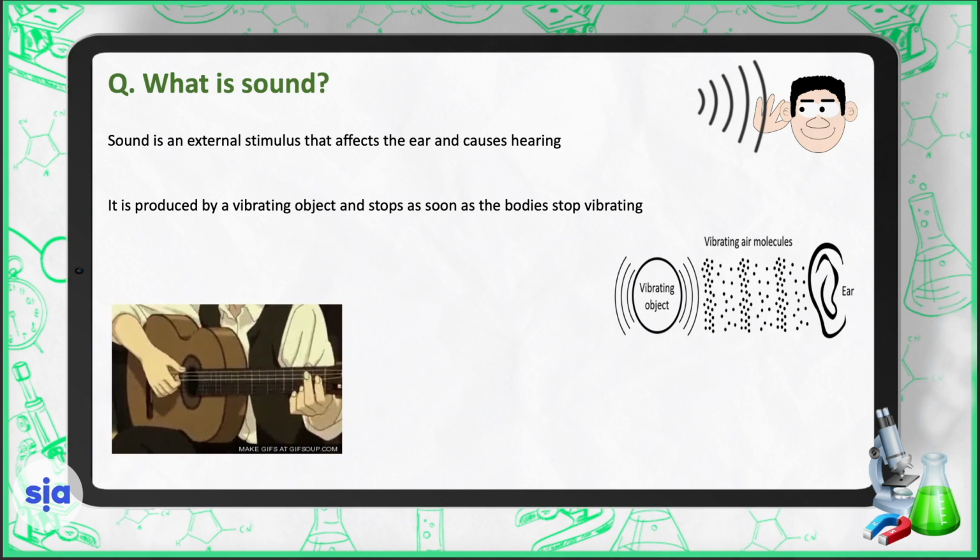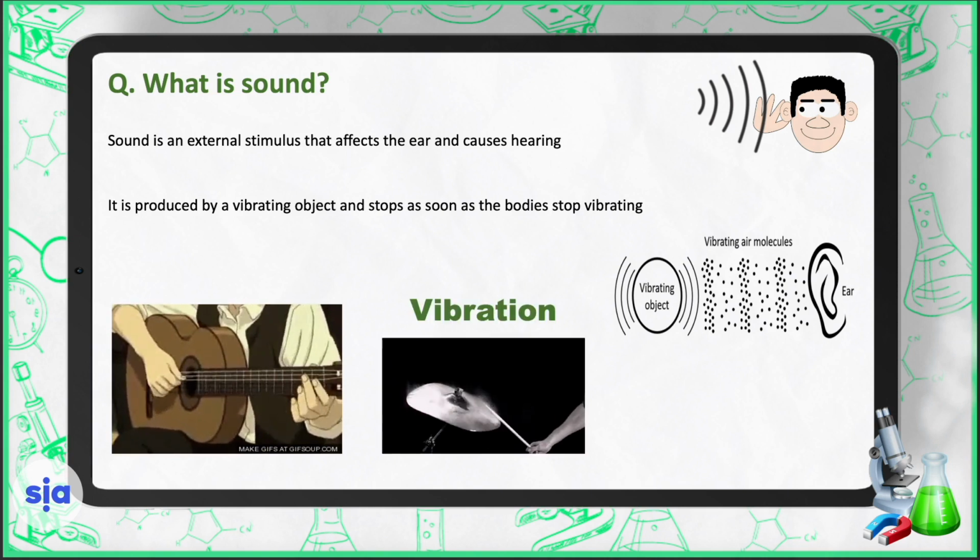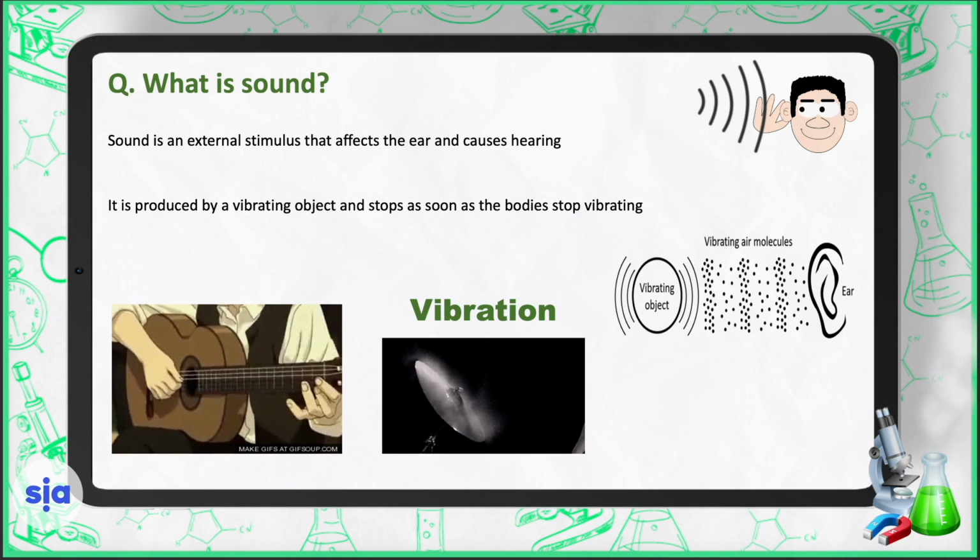Look at this picture. This is someone playing a guitar. Vibrations of the guitar string cause sound. So, sound is produced by vibrating objects.